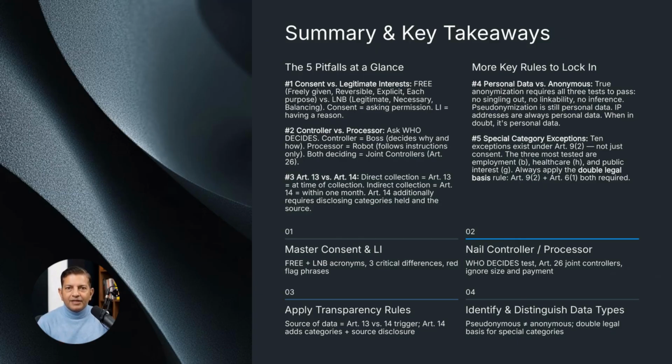Let's quickly recap the key takeaways from this section. First, don't assume consent is the default. For special category data, remember the key exceptions and the need for a double legal basis. Second, always identify roles correctly. Ask who decides to distinguish between controller and processor. Third, apply transparency rules carefully, especially when dealing with direct versus indirect data collection. And finally, don't confuse pseudonymization with anonymization. Pseudonymized data is still personal data under GDPR. If you keep these distinctions clear, you'll be much better equipped to handle tricky, scenario-based questions in the CIPP exam.